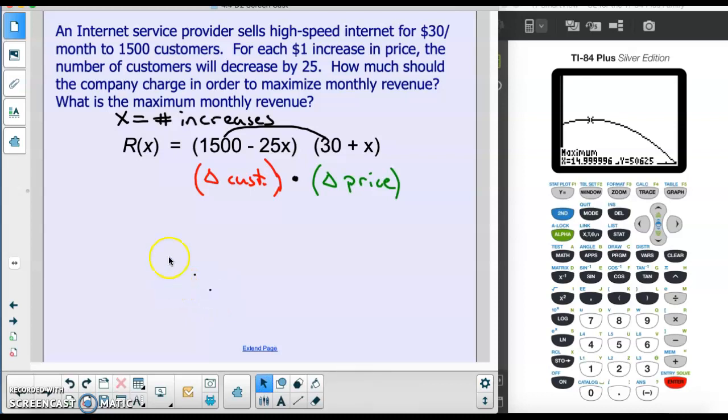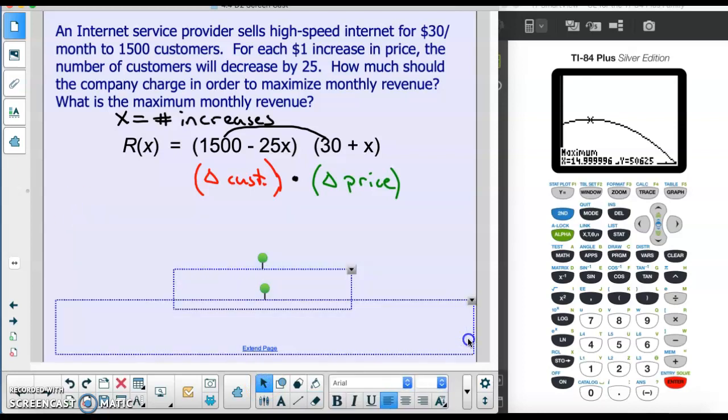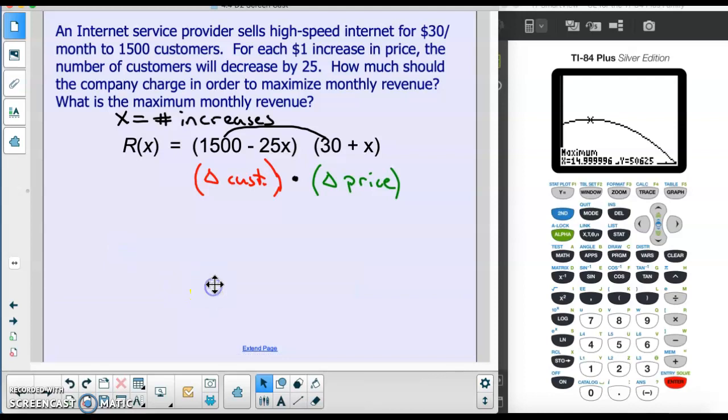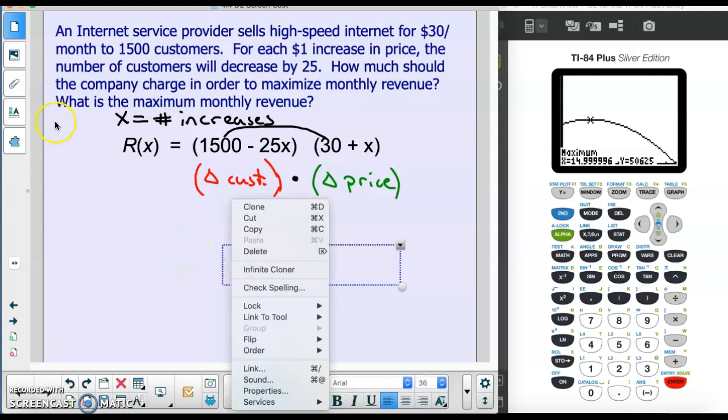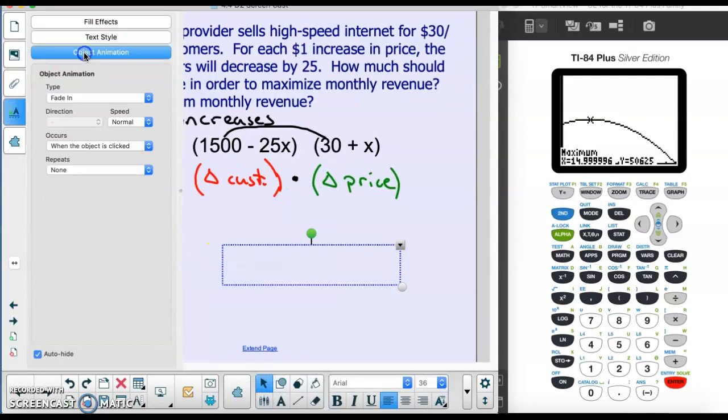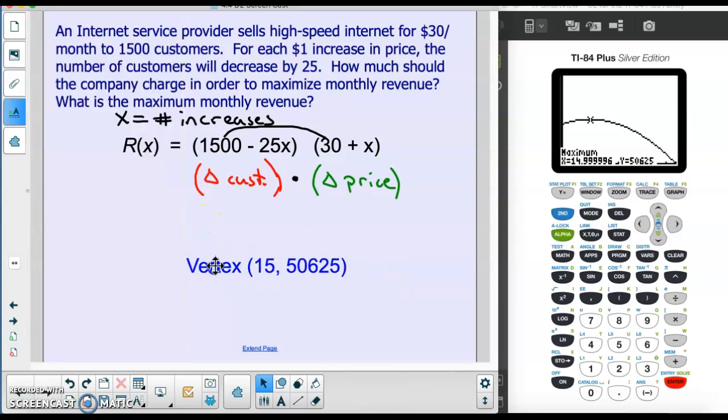Now again, the calculator is trying to be too smart here, so realize that the vertex is at, where's the vertex? Get rid of those. Where did I put it? Sorry, I had it here. It's there. So the vertex is at that value. Let me try to get it to show up again. There we go. There's the vertex, at 15 and 50,000.